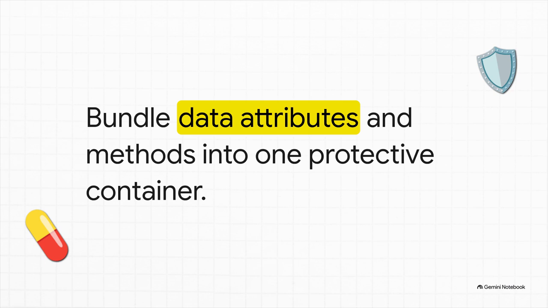Like we touched on earlier, OOP lets us bundle data and functions together into a single unit, which is our class. This core idea, wrapping up your data attributes and the specific methods that operate on them inside a single protective container, is exactly what we mean by encapsulation. It just keeps the whole shebang neat, self-contained, and completely protected from outside interference.